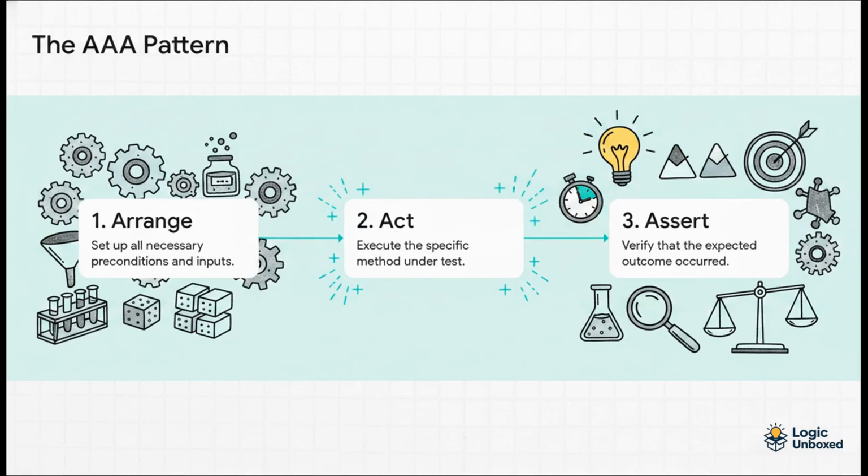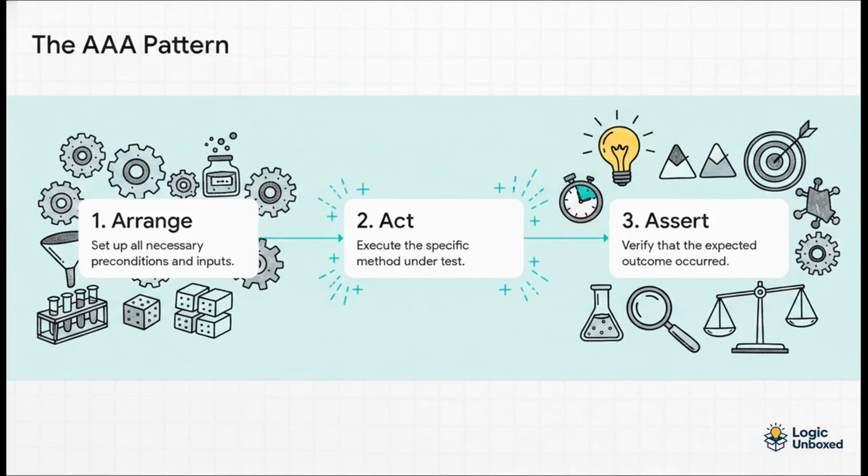First, you arrange. This is your setup phase. You create all your objects, mock your dependencies, get everything ready. Step 2, you act. This is the main event. You call the one single method that you're actually testing. And finally, step 3, you assert. You check the result. Did the action produce the outcome you expected?